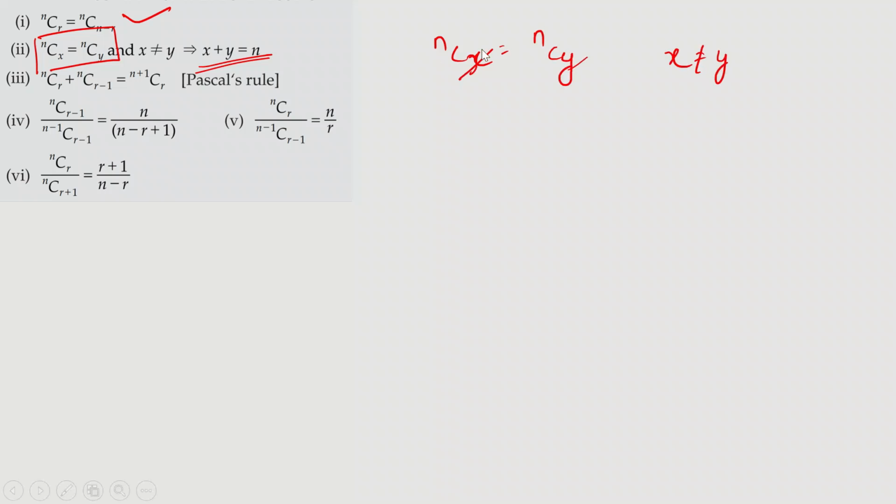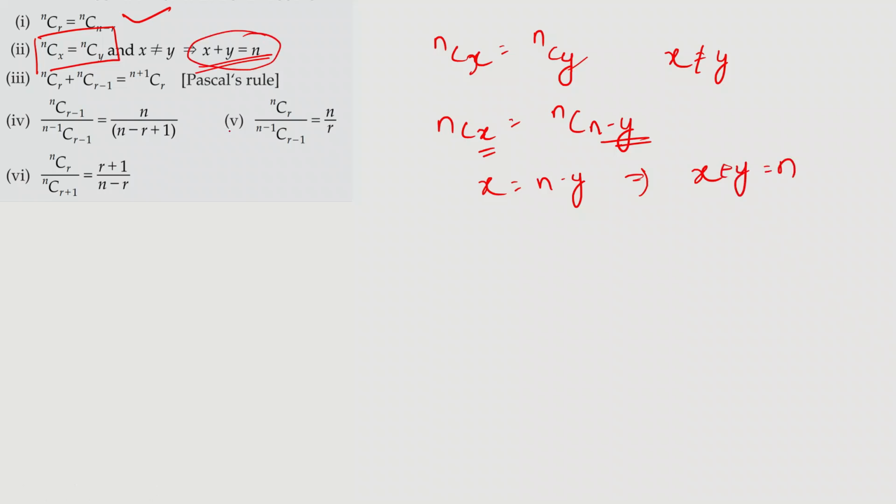If they tell you that this thing holds, then we have NCx is equal to NC n minus y. So we have x is equal to n minus y, and this gives us x plus y is equal to n. So this is nothing but a deduction from the previous one itself. So you may try to remember this, and this one is really important. Another formula, you will also use this formula very often, so I'll just prove it in the next slide. And this we have proved just now, so you can also give it a try.